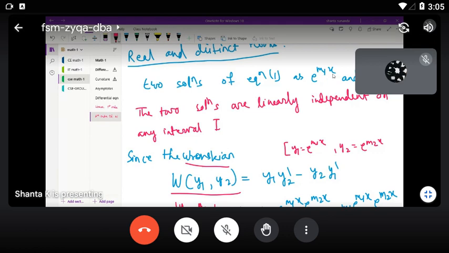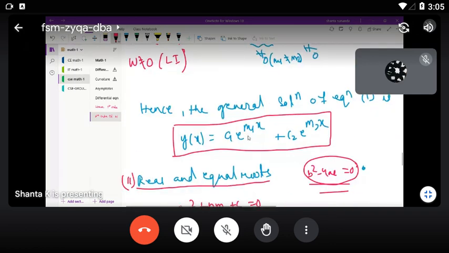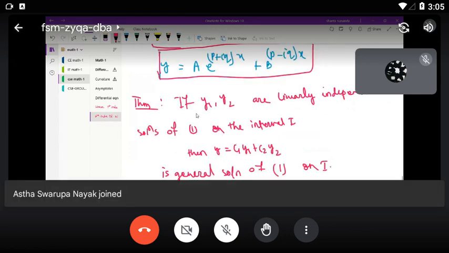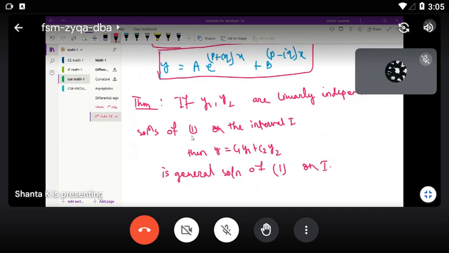So if these are the solutions, and they are linearly independent in this interval I, then you can say the general solution of y will be C1 e to the power m1x plus C2 times e to the power m2x. We have a theorem for this. If y1, y2 are linearly independent solutions of the linear homogeneous equation on any interval I, then the general solution is y equals C1 times y1 plus C2 times y2.